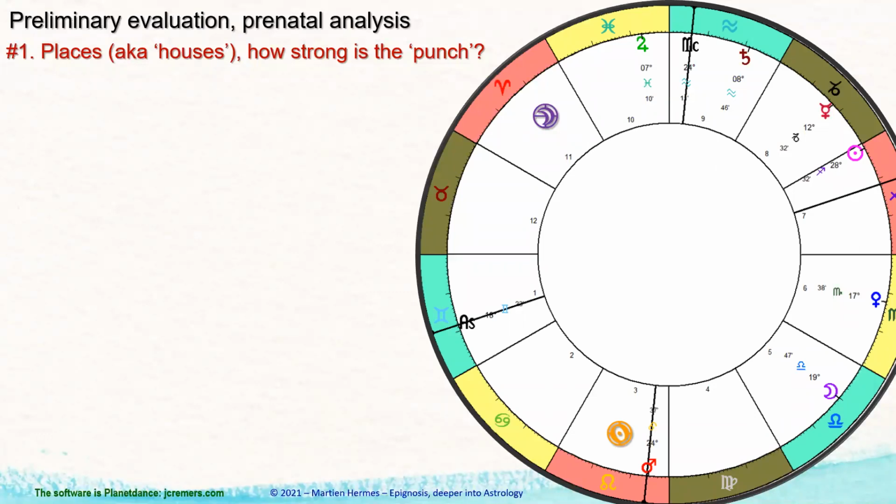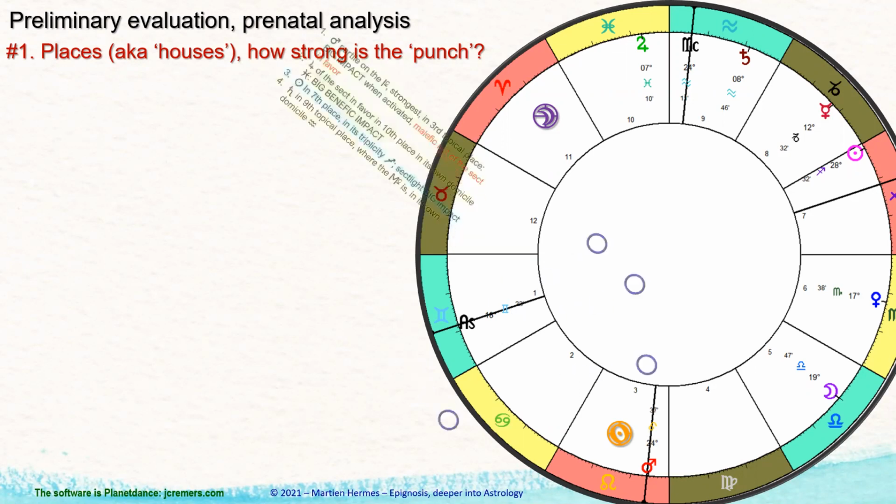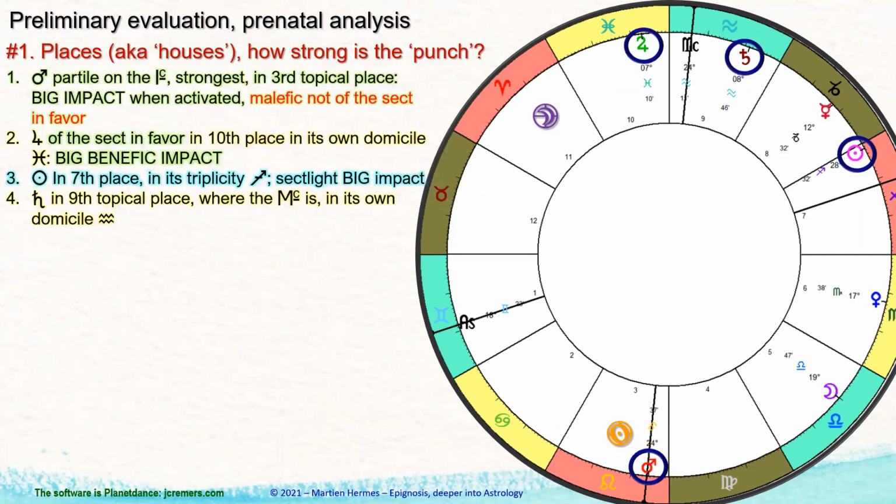Now, the preliminary evaluation, which is sort of a prenatal analysis. Let's first look at the places. How strong is the punch? That has to do with the places where the several planets are located. And yeah, this is a pretty strong chart. Perhaps Holly would not agree in view of all the things that happened in her life, but this is a very strong chart, simply because a lot of the planets are really located in places that have a big punch. So I try to get them in a certain order.